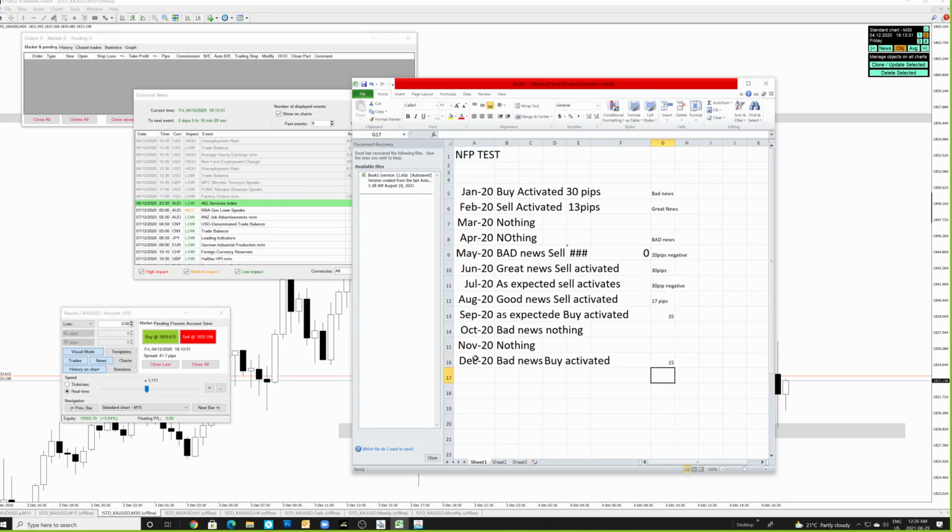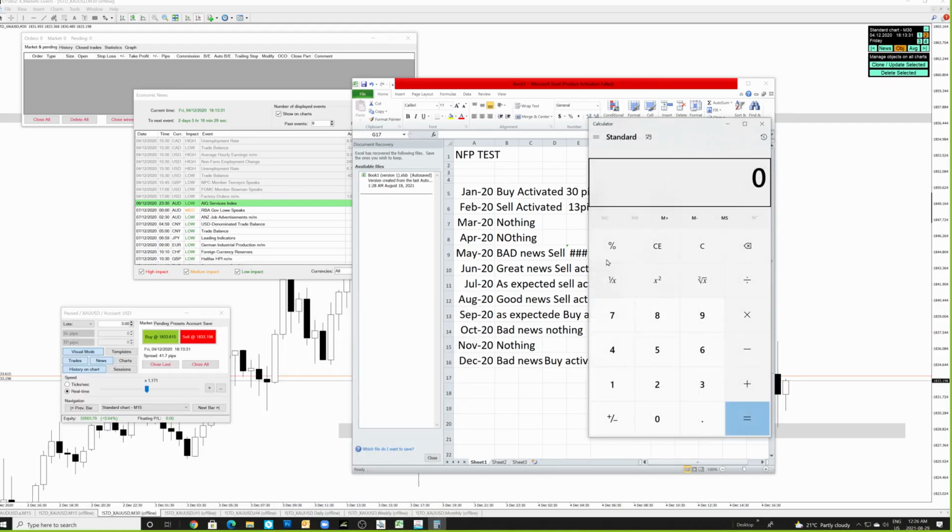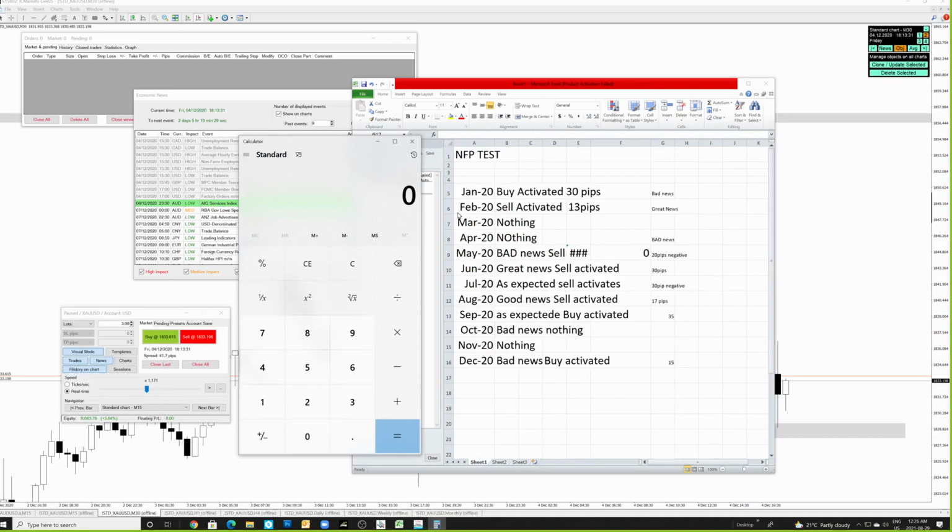Okay, let's do some calculations right here. So bring up the calculator. So first was 30 pips plus 13 pips, and then we had a 20 pip loss, minus 20 pips. Then we had plus 30 pips. Then we had negative 30 pips. Then we had positive 17 pips. Then we had another positive 35 pips. This was actually 50 pips, but giving ourselves the benefit of the doubt. And then we had 15 pips. Right. So we got around 90 pip profit over here.